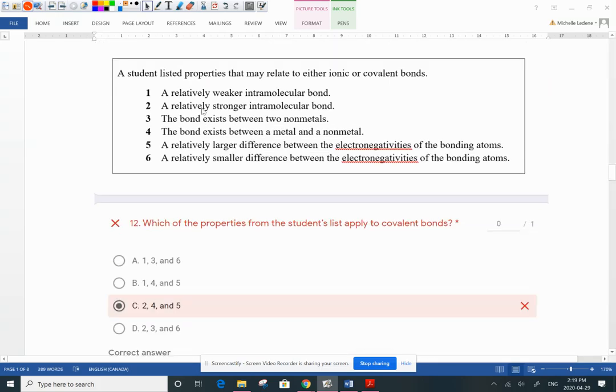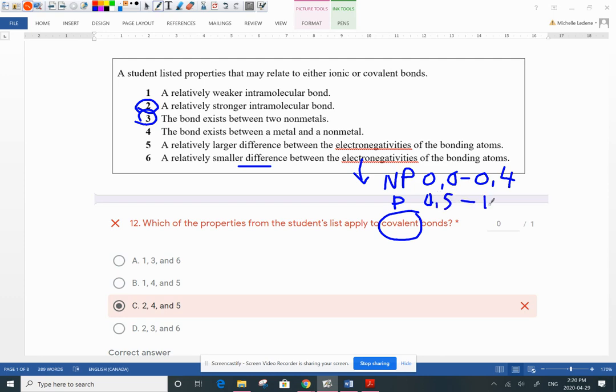Okay, the next question that a lot of students had trouble with was on ionic and covalent bonding, and you just had to pick the properties that apply to covalent bonds, which we know are in molecular compounds, and they are very strong, and they're between two nonmetals. And if you look at the electronegativity difference, we know that we either have nonpolar covalent bonds, which range from 0 to 0.4 for their electronegativity difference, or we have a polar bond, which is 0.5 going up to 1.7.